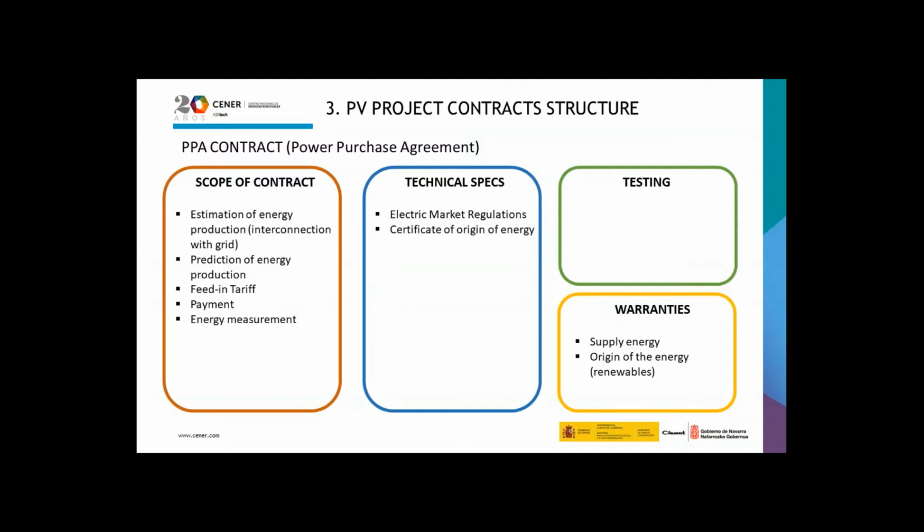There are many forms of PPA in use today, and they vary according to the needs of buyers, sellers, and financing counterparts. So, the scope of a PPA contract is the estimation of energy production, the interconnection with the grid, the prediction of energy production, feed-in tariff, payment form, and energy measurement. The technical specifications of the PPA contract are the electric market regulations and the certificate of origin of energy if required, and the warranties, the supply of energy, and the origin of the renewable energy.